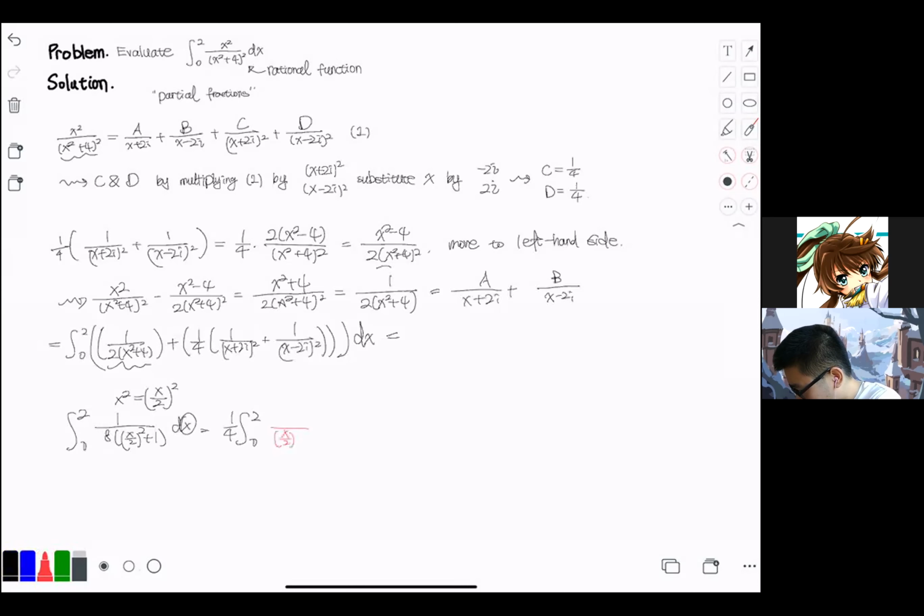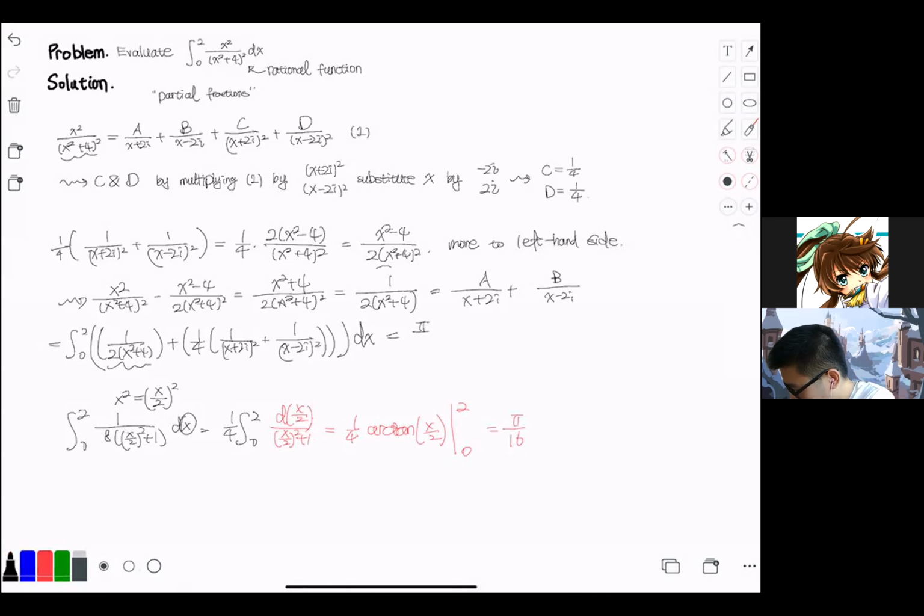Of 1 over ((x over 2) squared plus 1) d(x over 2), which will be equal to 1 over 4 times the arctangent of x over 2 evaluated from 0 to 2, which is just pi over 8, pi over 4, which is just, well, are there any typos here? No, there are no typos. Yeah, so this will be pi over 16.